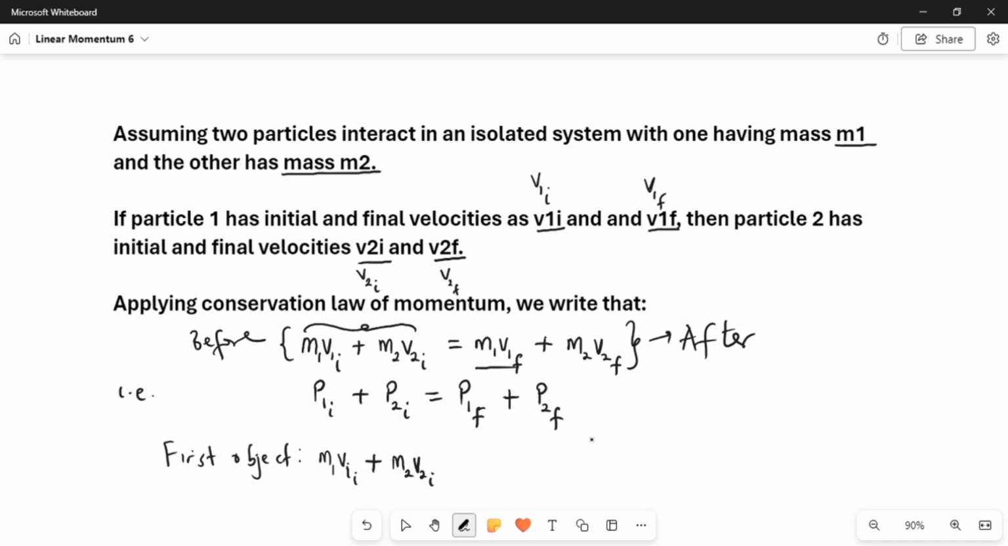after collision. So we use P1i to represent the initial momentum of the first object, P2i to represent the momentum of the second object, while P1f is the final momentum of the first object, P2f is the final momentum of the second object. So having this equation with you, you can actually calculate any of the unknown quantity. So if you're given some other quantities in this equation, you can always use them to find the unknown quantity.